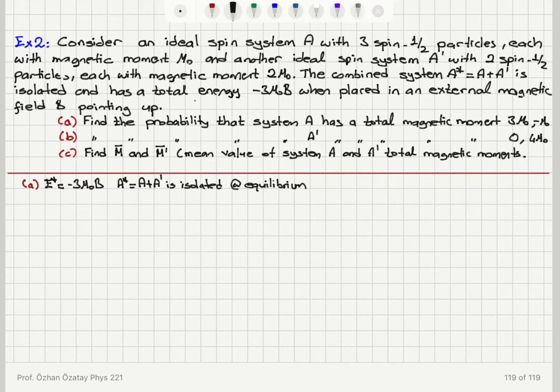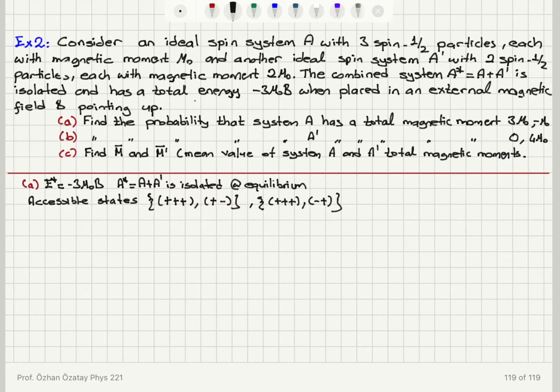So I have to count the accessible states. Accessible states we have found in a previous discussion: you can have all sigma values positive for the first system, the unprimed system, and then you need to have positive, negative, or negative, positive sigma values for the primed system, so that you will have a total of 3 mu 0 plus 0 mu 0, which gives you 3 mu 0 total magnetic moment.